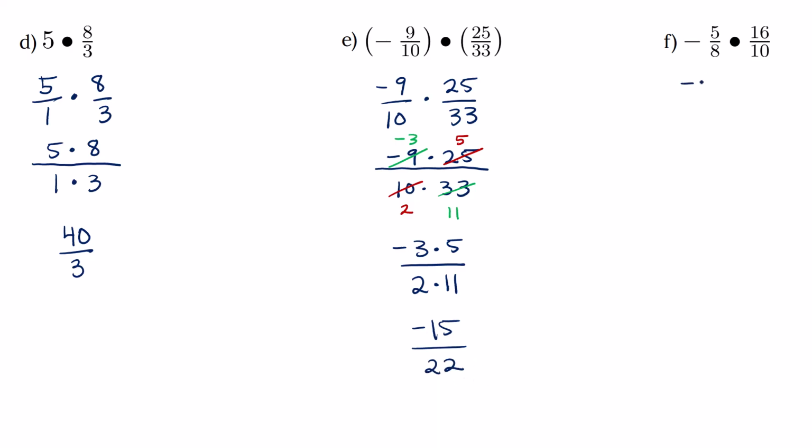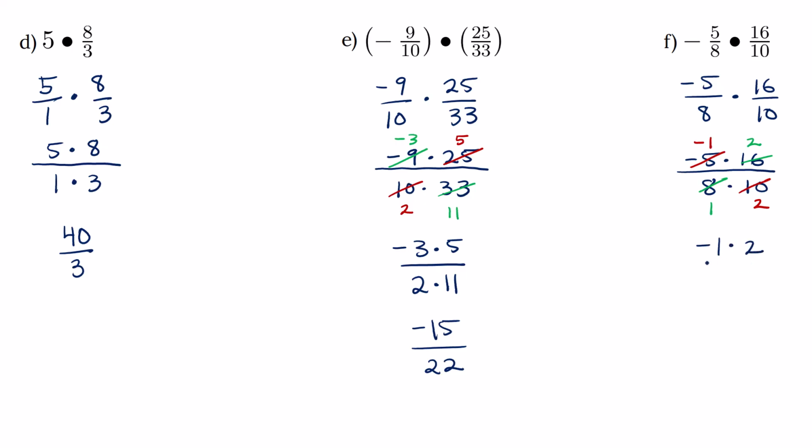I'll rewrite f with the negative on top. Then we want to multiply across the numerator times the numerator, denominator times denominator, and here I'm going to reduce some common factors. So these two have a common factor of 5, so negative 5 divided by 5 is negative 1, 10 divided by 5 is 2, and then our other two numbers have a common factor of 8. So 8 divided by 8 is 1. 16 divided by 8 is 2. So we'll rewrite this with the reduced numbers.